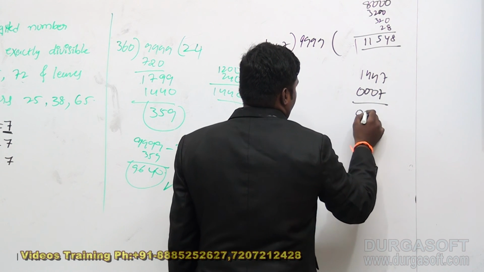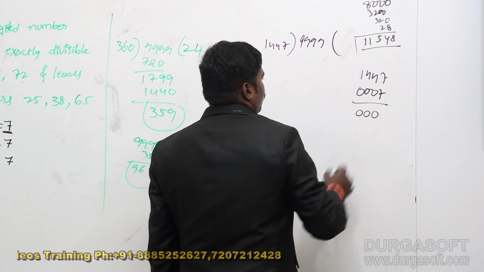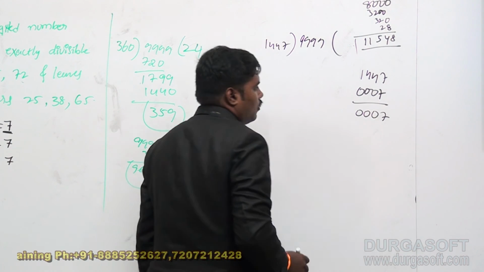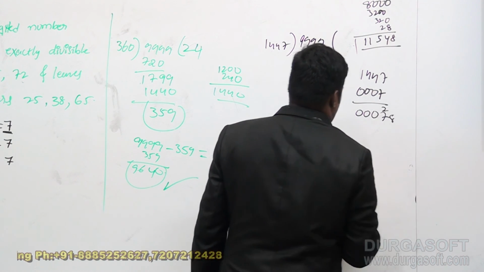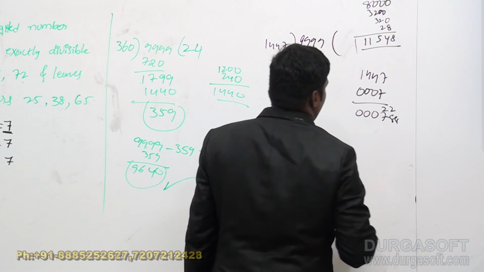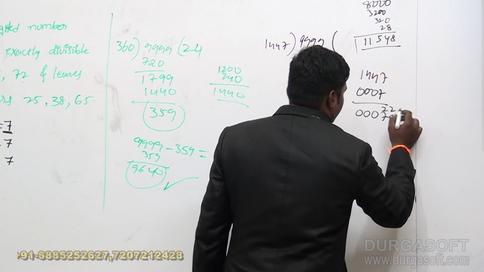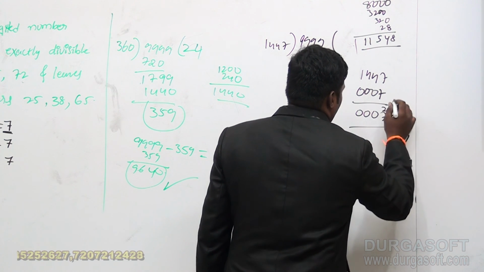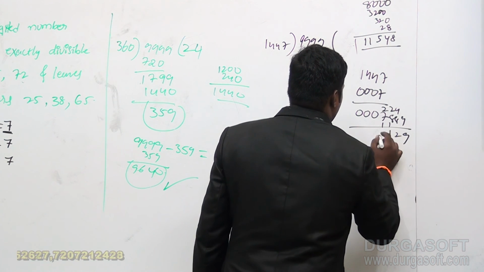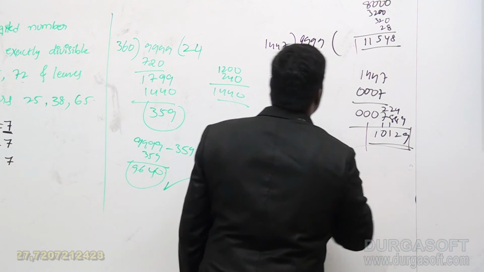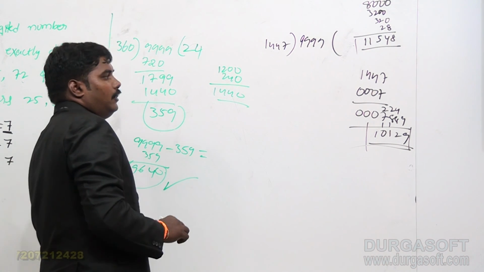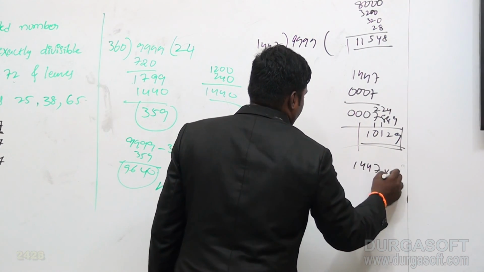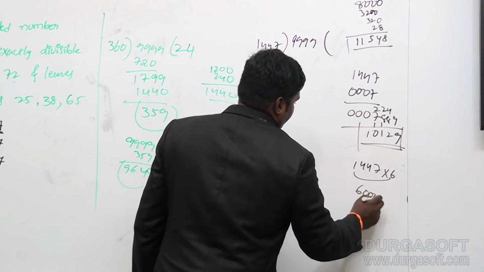Columnar process: 0 0 0, 3 zeros, and at last 7. 4 7s 28, and again 7 7s 49. So you can get the answer 9, here 12, here 11, here 10. This is also more than 9999, so you should prefer 6 times. 1447 into 6, 1000 into 6, 6000.